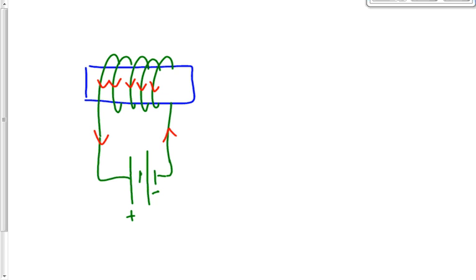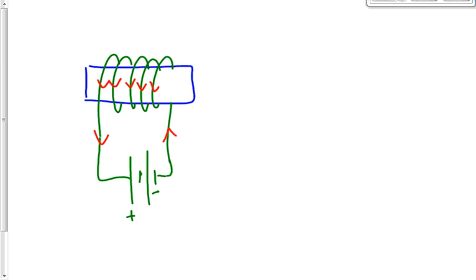Okay, let's wrap up our coil again, our solenoid. Which way should my fingers point in front of the coil? Down. Okay, if you want to put your fingers behind the coil, that's fine, whatever works for you. In front of the coil, my fingers point down. Which way does my thumb point? It points towards the left, right?